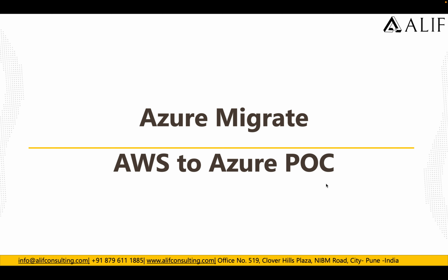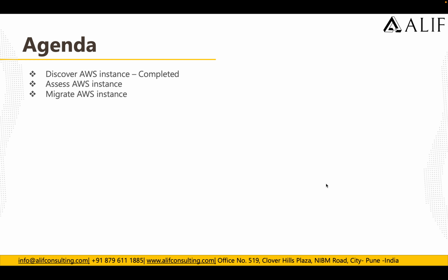In this video, we will understand how we can assess an AWS VM which has been discovered using the Azure Migrate appliance. In our last video, we understood how we can install the Azure Migrate appliance and discover the AWS virtual machines or instances using the appliance, and how the discovery looks on the Azure side once discovery is successfully initiated. In this video, we will specifically understand how we can assess the VMs once they are successfully discovered.